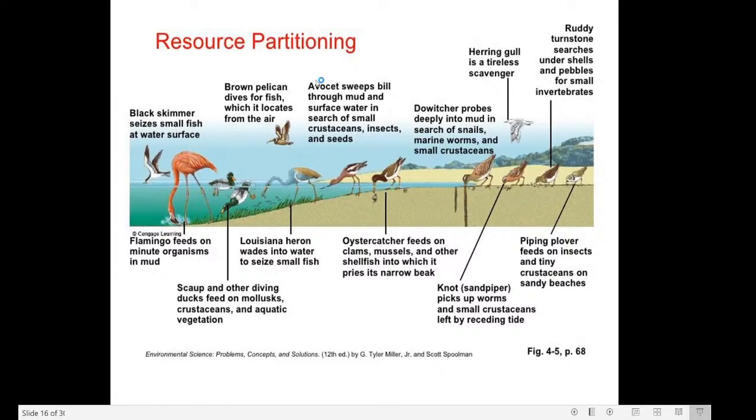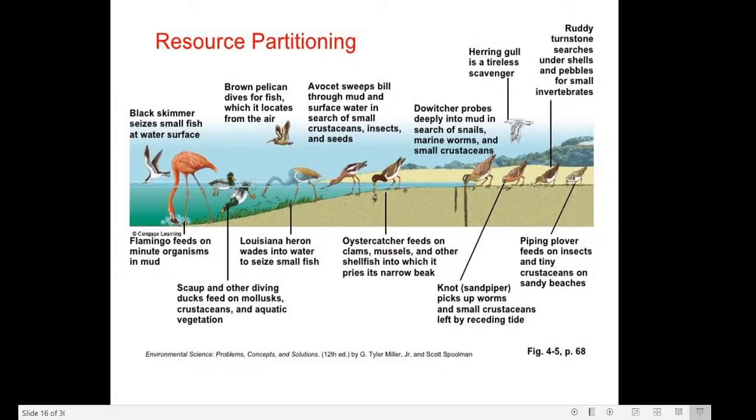Then the brown pelican takes fish located from the air. The fishes are moving over the water, and the pelicans jump into the water. At that time the brown pelicans take the food. Then the Louisiana heron takes small fishes in mid-water. The avocet sweeps, taking food also from the mud.